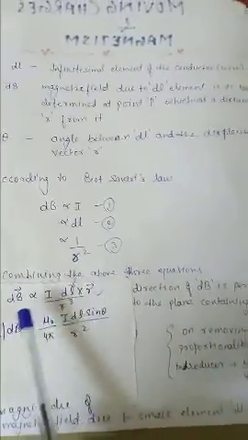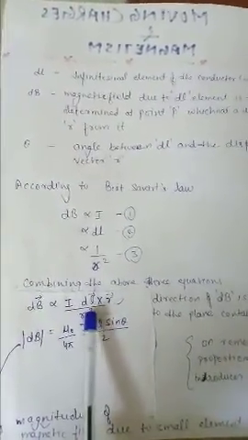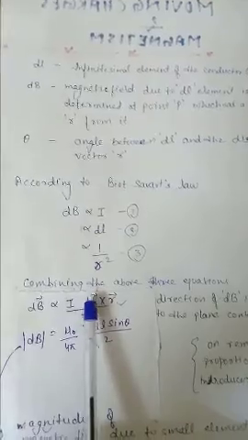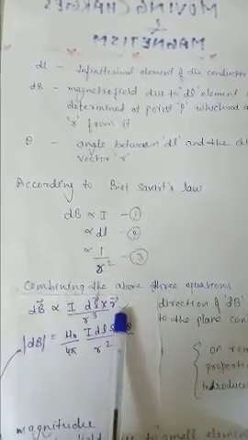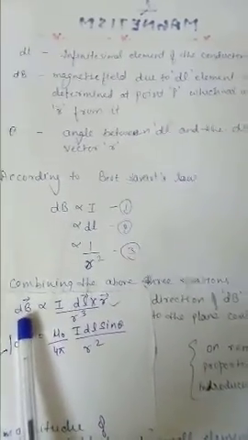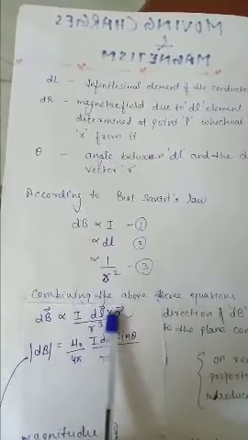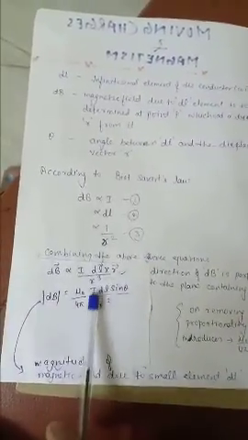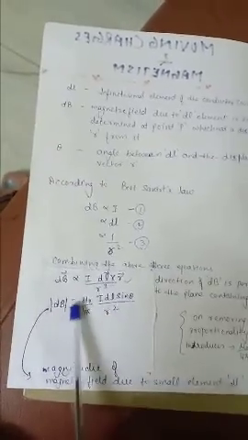The direction of dB is perpendicular to the plane. Which plane? The plane that contains dl and r, right? We have the dl and r plane, and the magnetic field is perpendicular to that plane. When we expand this, we have I dl r sin theta upon r cube. R and r will cancel out, and we have dB equals mu naught upon 4 pi, I dl sin theta by r square. This mu naught by 4 pi is introduced in place of the proportionality. So this is basically the magnitude of the magnetic field due to a small element.